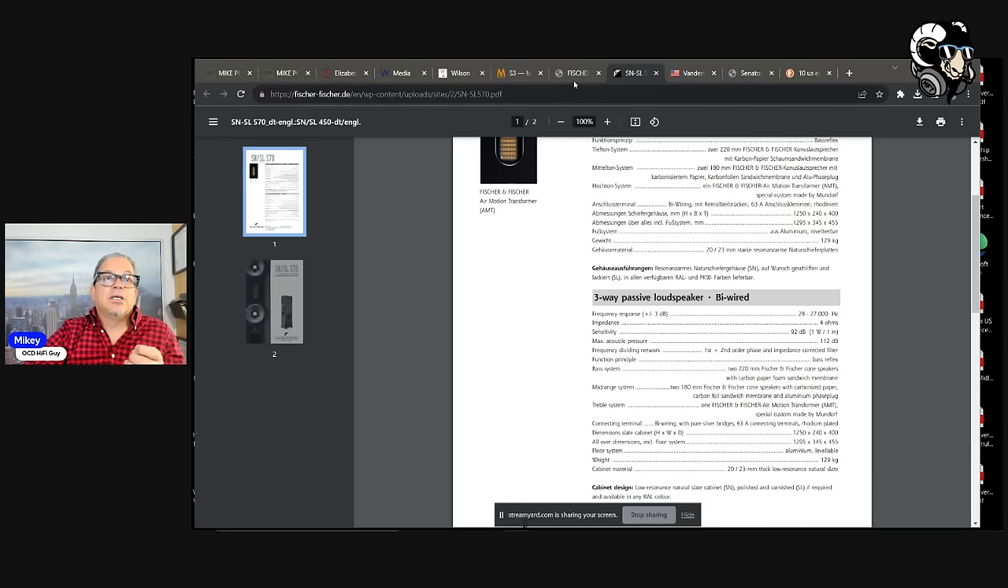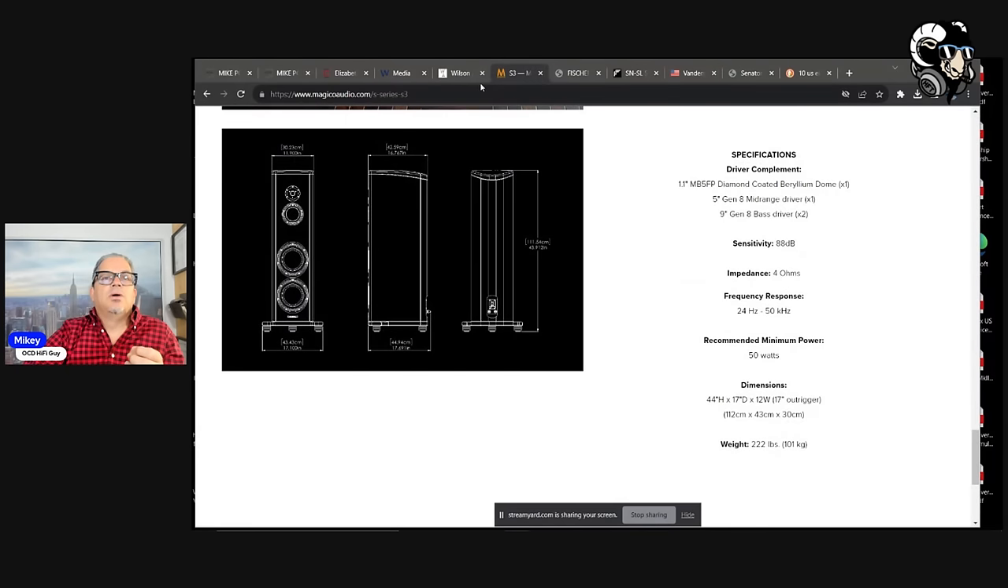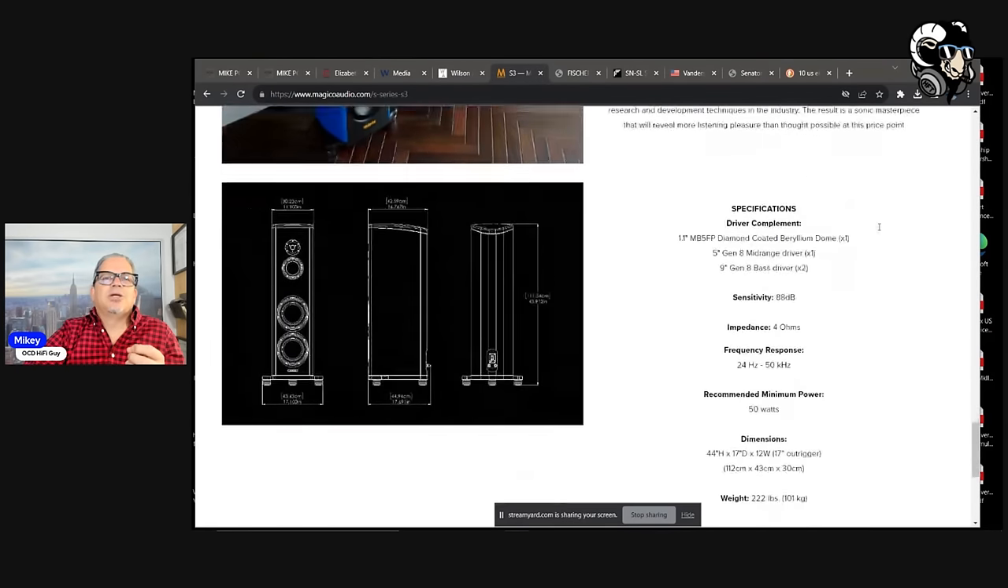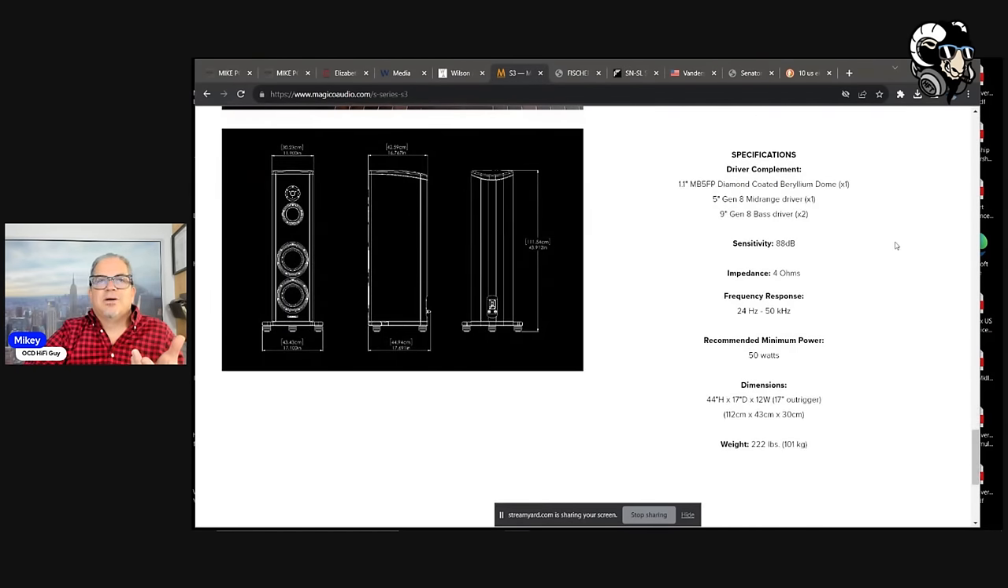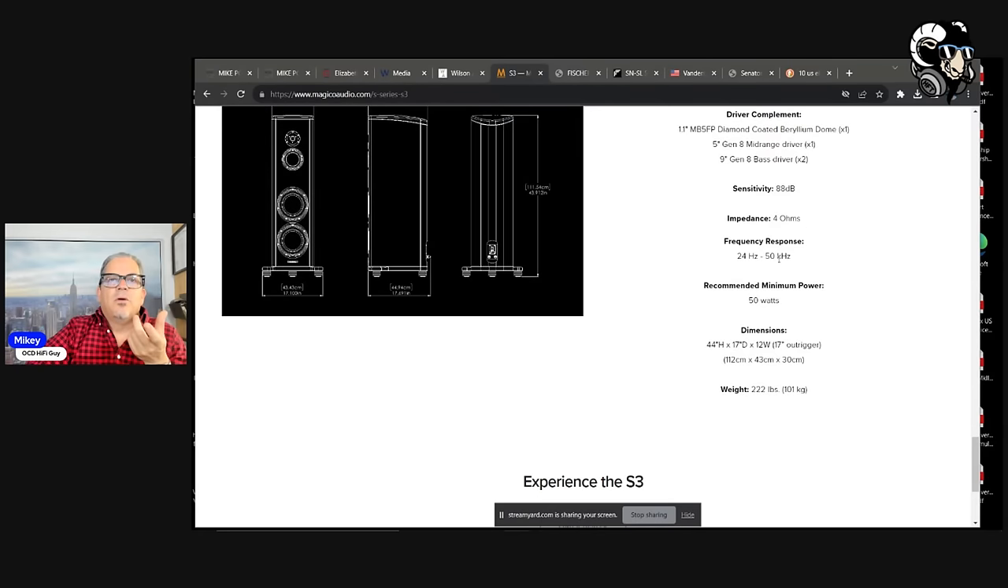That would be embarrassing. Now we get to Magico, and look at Magico. Here's the specification for Magico. This is all we get. We get a sensitivity. We get diamond-coated beryllium. Then we get a Gen 8 mid-range driver. We don't even know the materials. Gen 8, maybe you'd have to go deep into the website to find out what Gen 8 means. 4 ohms, 24. We have no idea. It doesn't tell us negative 3 dB at 24 hertz, negative 6 dB at 24 hertz, negative 1.5. We've got no idea, okay?